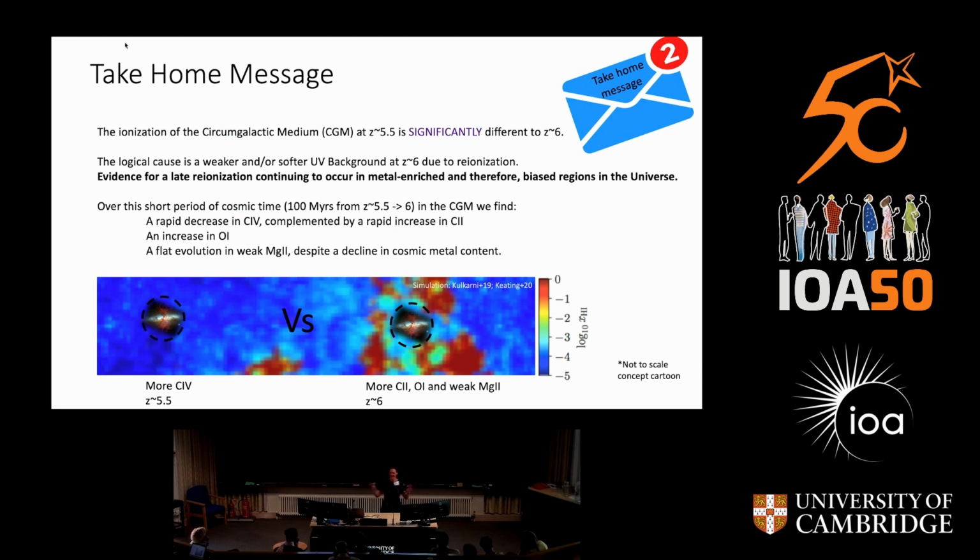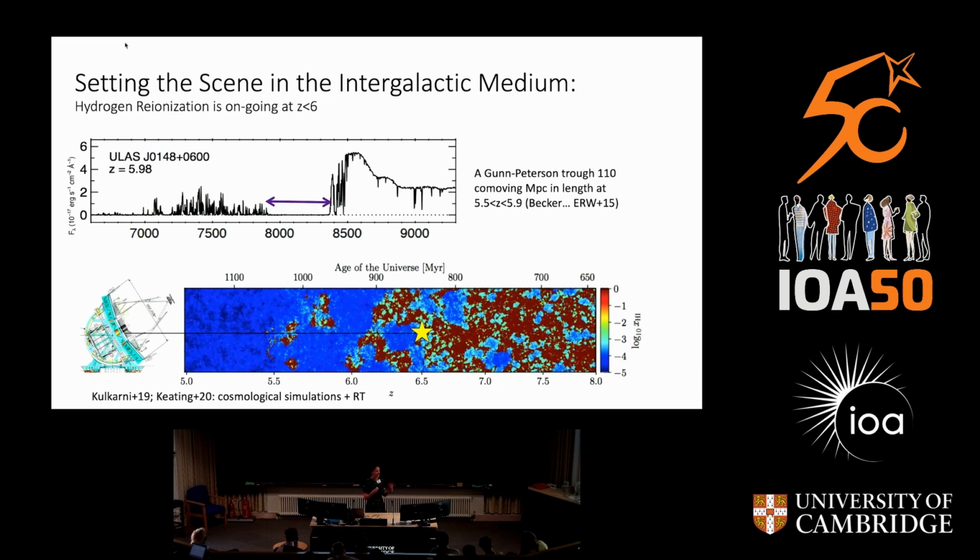I understand that we have a broad audience, so now I'm going to step back and give you the bigger picture. Setting the scene in the intergalactic medium: hydrogen reionization is ongoing at a redshift less than 6. It took a little bit of time for that to gain traction within the community, because there were earlier CMB results that told us reionization probably occurred at a larger redshift, and then that came down.